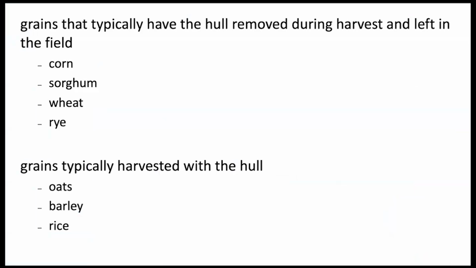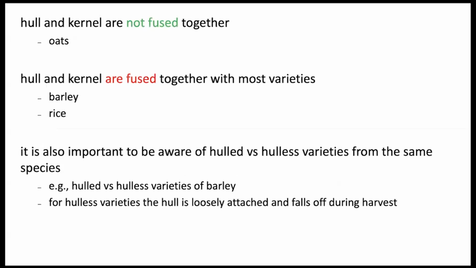Again, it's important to realize that depending on what grain we're talking about, those get harvested and handled a little bit differently. When we talk about things like corn, sorghum, wheat, or rye, when those are harvested, what I would refer to as the hull is actually left in the field. It comes out the back end of the combine and gets left in the field, and it doesn't come along with the grain. Now, when we're talking about oats, barley, and especially rice, that hull comes along with the grain. Sometimes it's separated out later and sometimes it's not, and you'll see some of the implications of that later.